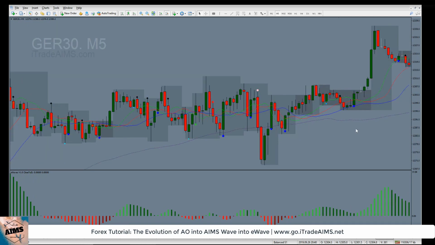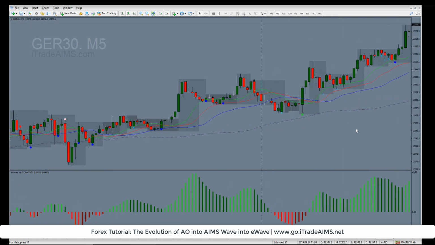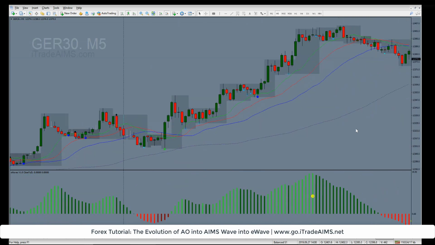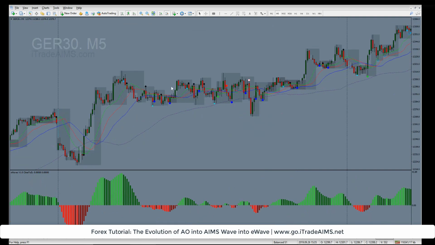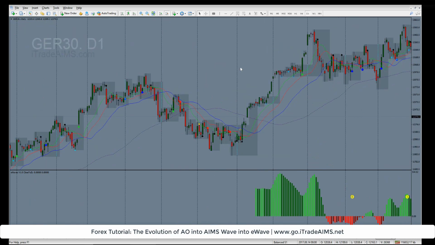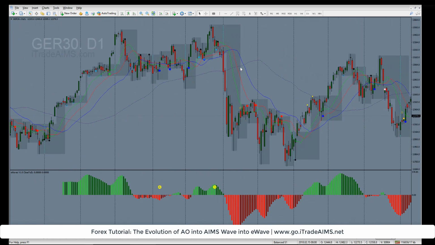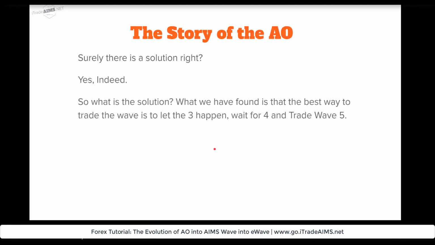So how do you hit the wave 3? What is the secret? How to trade wave 3s without incurring a lot of losses during this range? How to avoid those numerous losses? Surely there is a solution, right? Yes, indeed. So what is the solution?